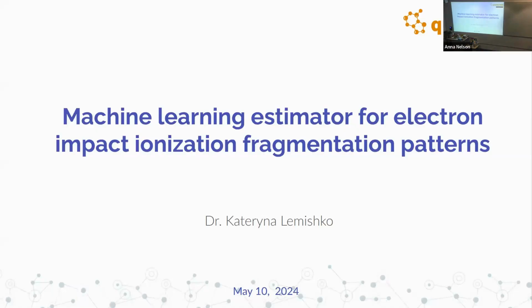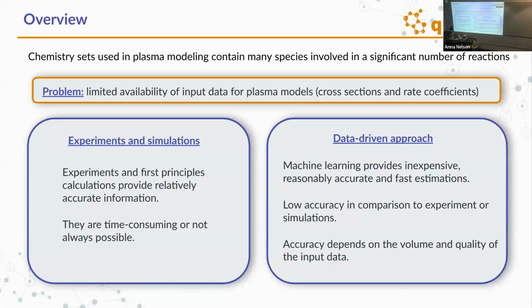Hello everybody. I'm Kateryna Lemishko, and today we'll talk about our machine learning estimator for electron impact ionization fragmentation patterns. Chemistry sets that are typically used in multi-species plasma modeling contain a large number of species that are involved in a large number of collisions and reactions, and the typical challenge that the plasma modeling community faces is related to the limited availability of the input data.